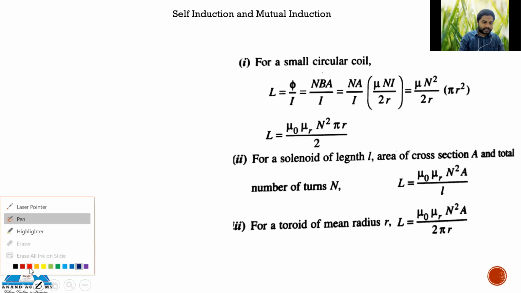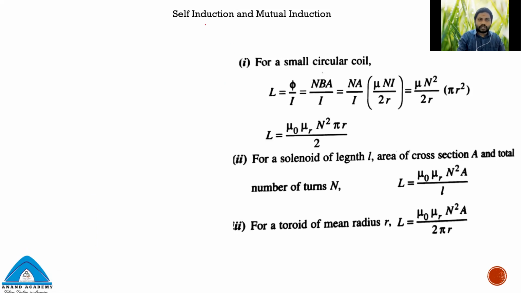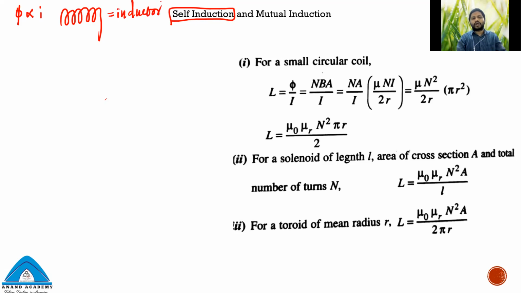Self-induction and mutual induction. This is also one of the important areas of the chapter. Self-induction is the process where the magnetic flux linked with the coil is directly proportional to the current. We are not going to discuss what exactly is meant by self-induction, what exactly is meant by an inductor, and what is the work of the inductor. All those things we have discussed in the regular classes. Now, this is the inductor, okay? An inductor is nothing but a solenoid.